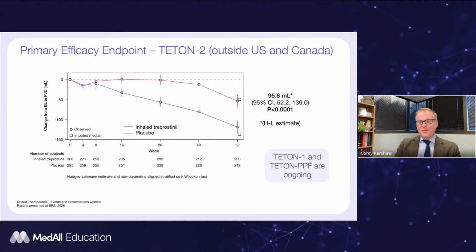And as I said before, there's actually a TETON PPF arm to treat patients who have progressive pulmonary fibrosis with inhaled treprostinil. So stay tuned for that. We should have those results soon. But right now, we're getting a signal that we may have another medication coming for us soon, that being inhaled treprostinil to treat idiopathic pulmonary fibrosis, if TETON 1 bears out the way TETON 2 did.